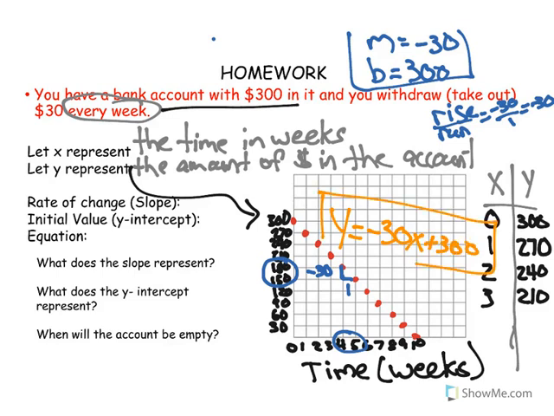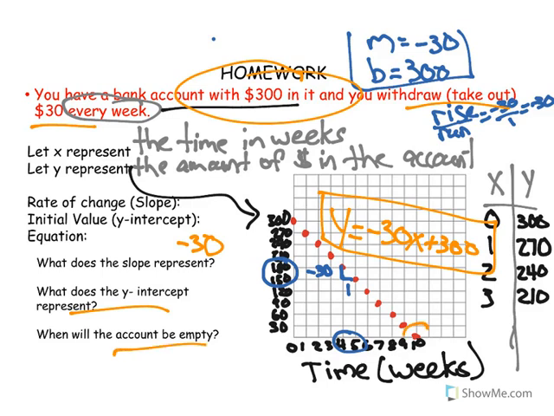All right, what does that mean? What's happening? Well, what does the slope represent? The slope's negative 30. It means we're taking out $30 every week. What is the y-intercept? Well, it means we started with $300. That was our initial value. When will the account be empty? Well, that's easy. That's right here at 10 weeks.